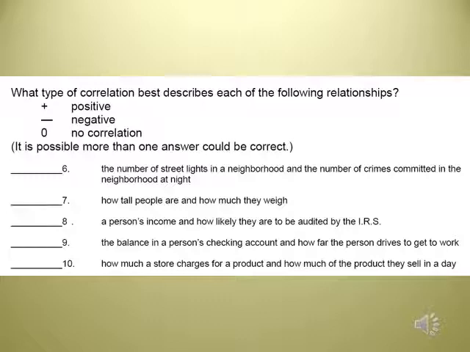How tall people are and how much they weigh was another of the examples that came up in the graphs we looked at last week. That one's definitely a positive correlation, not a perfect one, but as one thing goes up, the other one goes up too.